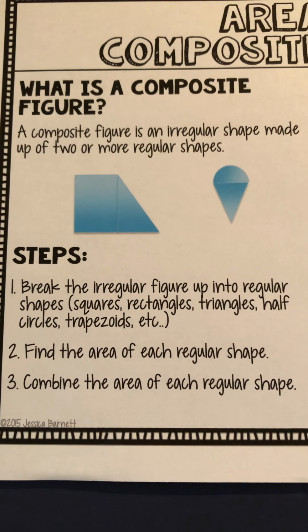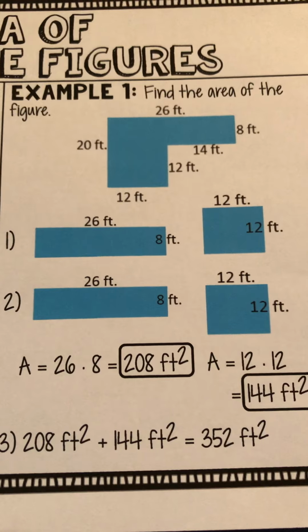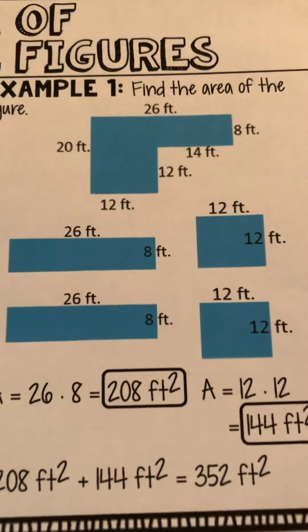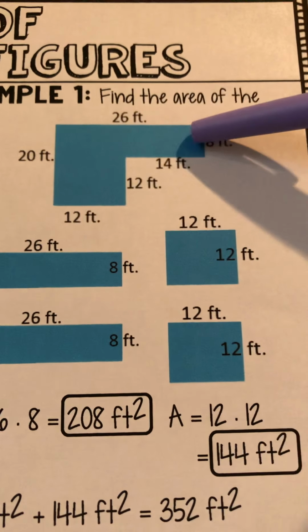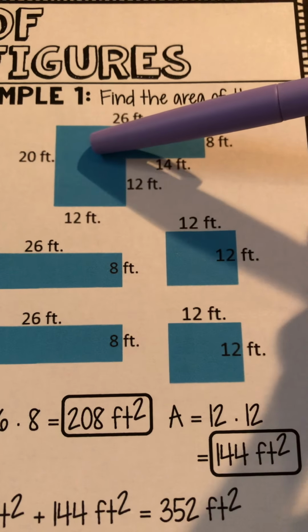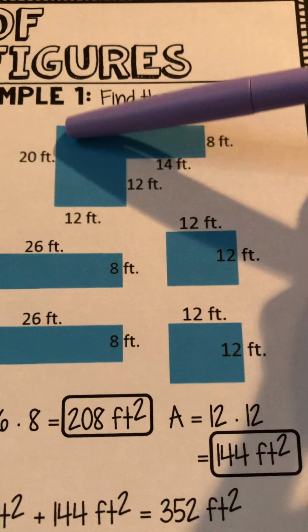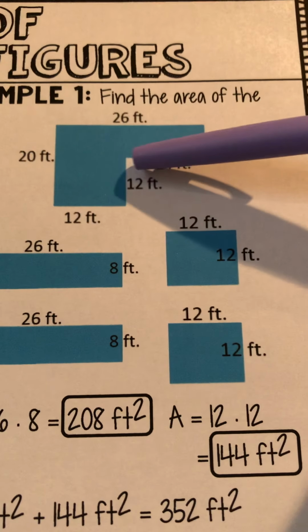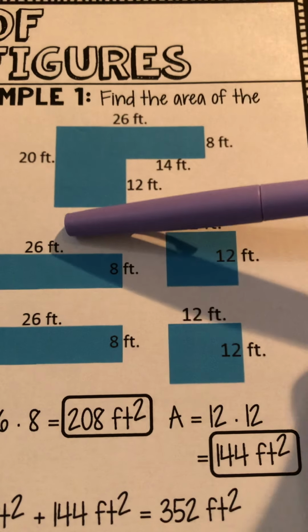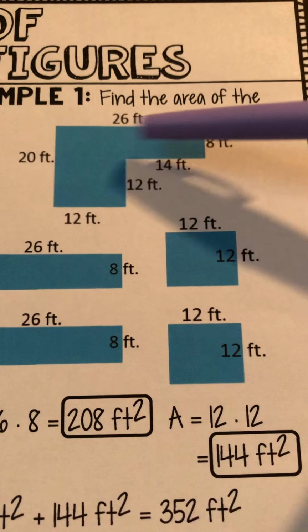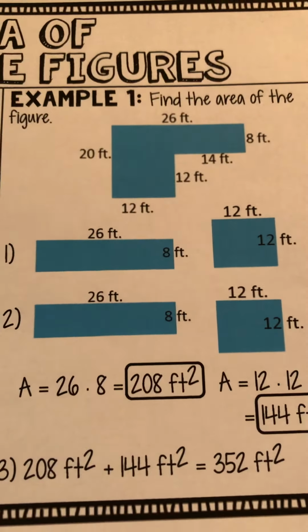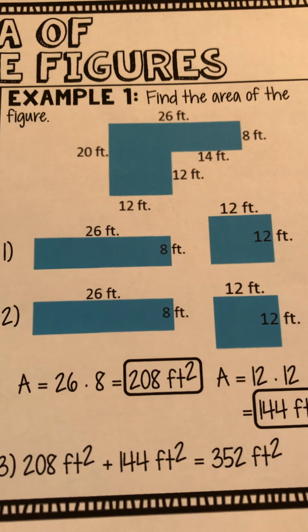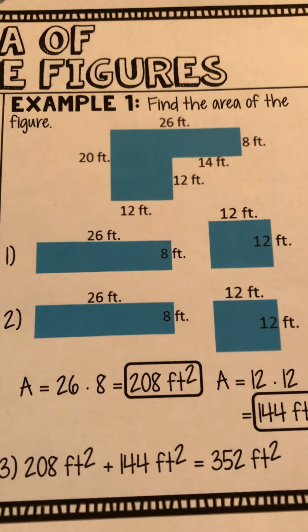All right, so example 1, you're going to want to use this example on your anchor chart. Find the area of this figure. So if we get a little closer, we have this shape, looks like a geometric little letter R almost. This has a height of 20, this is 12, 12, 14, 8. Notice the 12 and the 14, this entire length makes this whole length 26. They are equivalent. All right, so again, step 1 was break the irregular figure up into regular shapes.